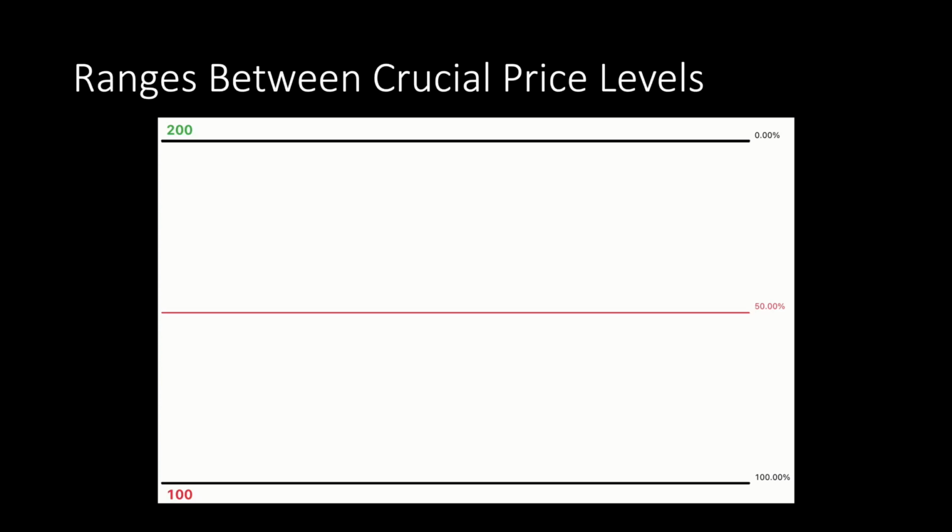Taking a look at crucial price levels, the easiest ones are simply, for example, the green price levels that are 100, 200, 300, 400, 500, etc. 1000, 2000, 3000. Let's say 10,000, 20,000. Let's say, for example, 100,000, 90,000, 80,000, etc. That's how we can calculate points of interest based on simply price.